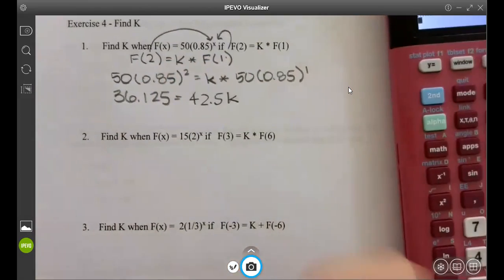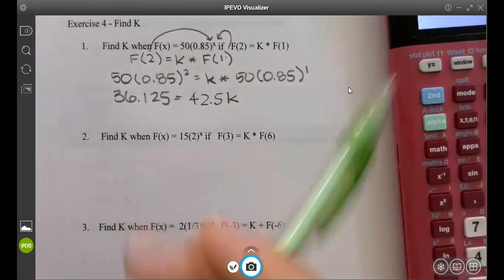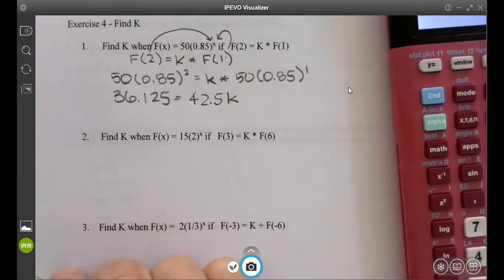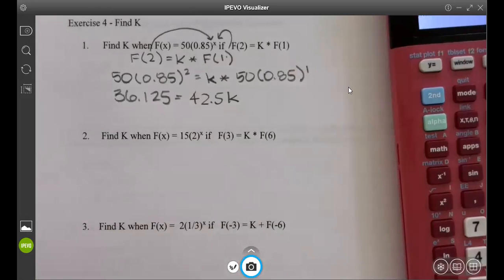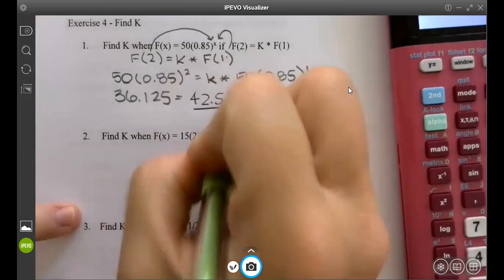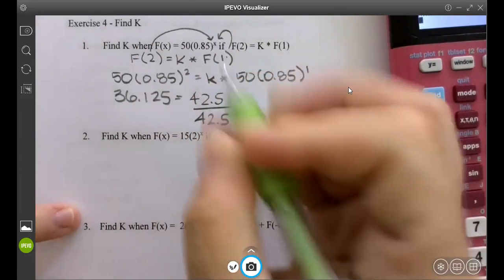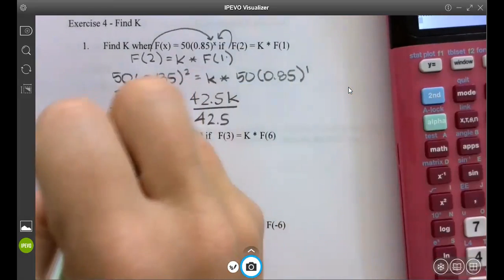How do I solve for just K? How do I solve for K? Guys, this is first week of school. How do I solve for K? Put on the top the thing that's not with the K. Okay, so how do I get that 42.5 out of the way? Thank you. I really appreciate you answering. I really do. Thank you.